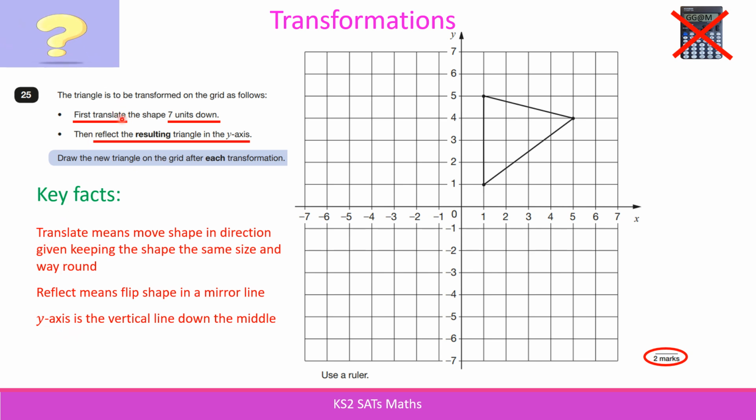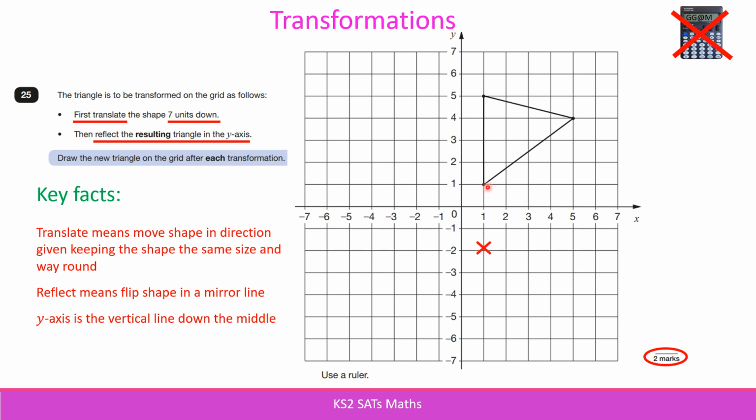So we're going to start off by translating. So 7 units down, we're going to look at the top left hand corner. So this shape here, the top corner of the triangle, I'm going to move down 7 units. So 1, 2, 3, 4, 5, 6, 7, and then we're going to put a cross in the place. So put a cross here.